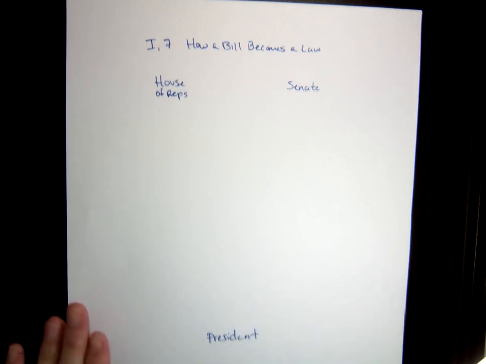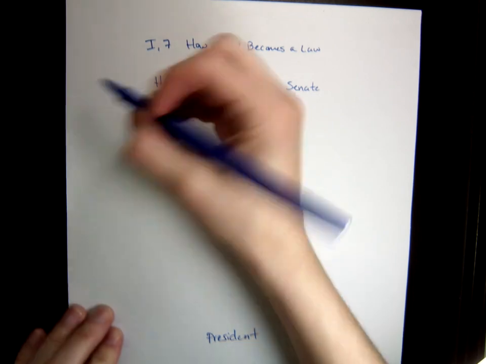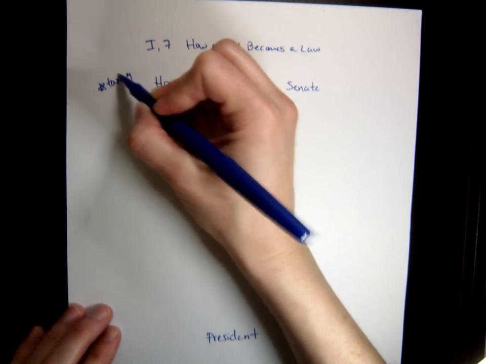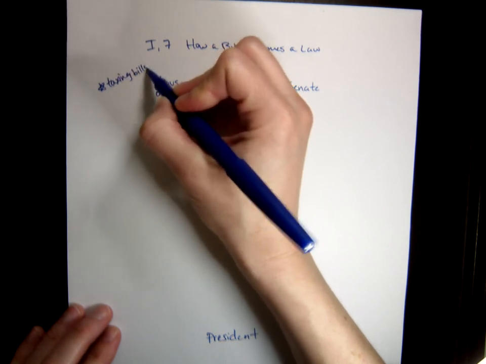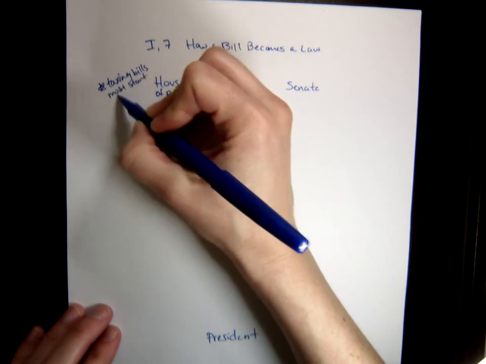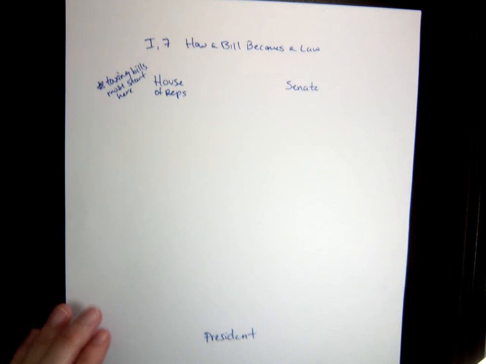Okay. Now, a bill can start in either chamber. There's one exception to that rule, and it has to do with a revenue bill. So put a little asterisk here. Taxing bills, or revenue bills, must originate in the House. Must start here. And that shouldn't feel like memorization.